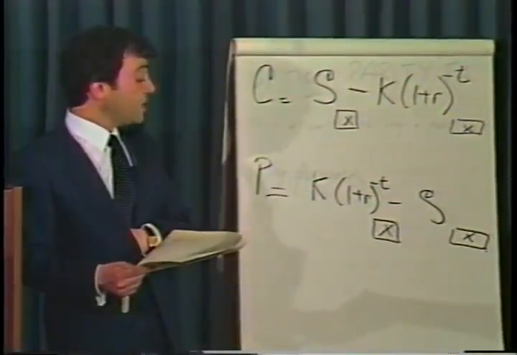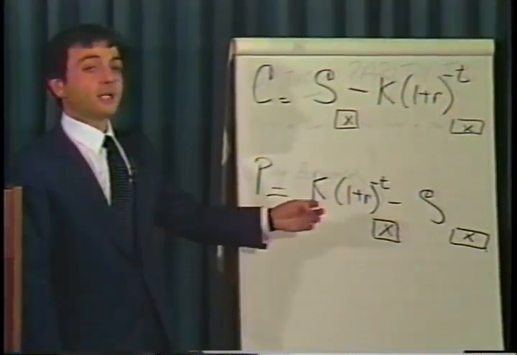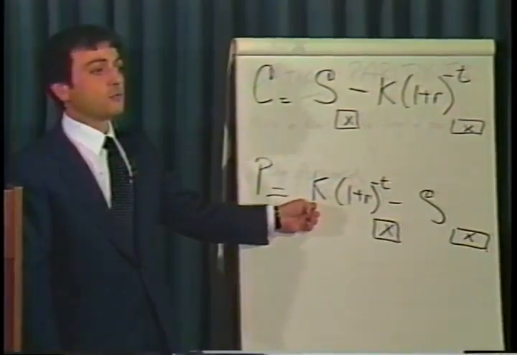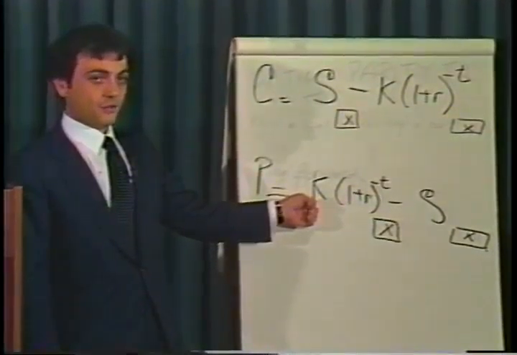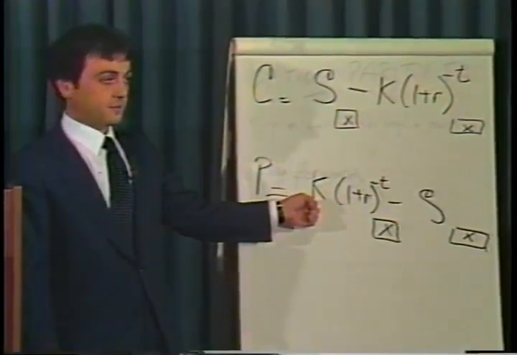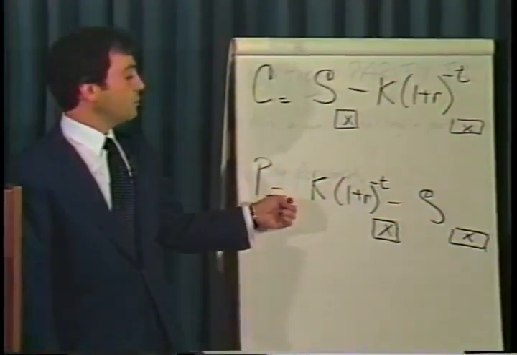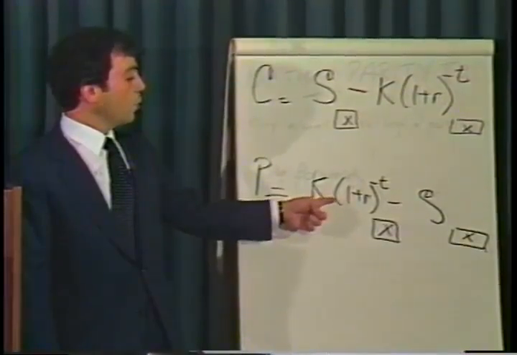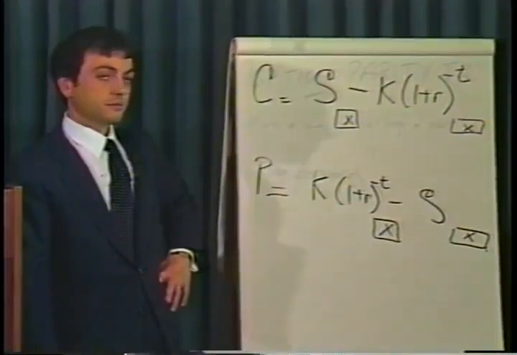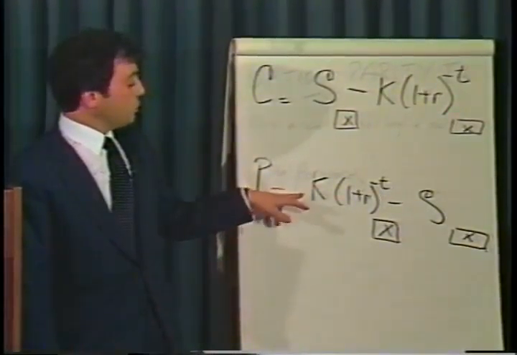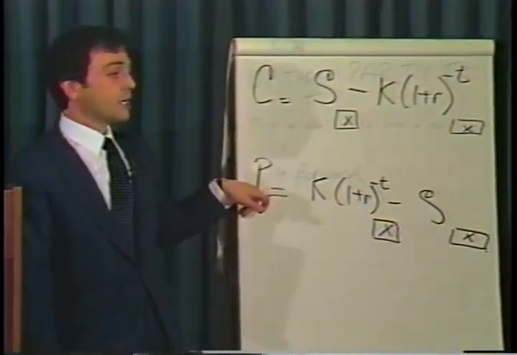Okay, now the answer here, the theoretically correct answer here, cannot be gotten simply from the deterministic formulation. Okay? You have to be careful here. The deterministic formulation argues that as the time to maturity goes up, the put price goes down.